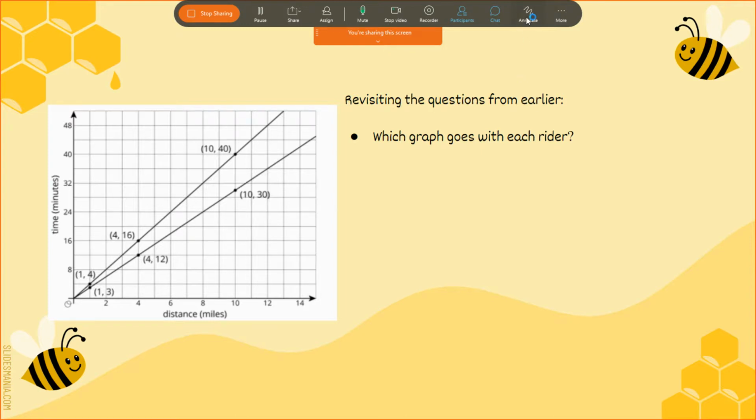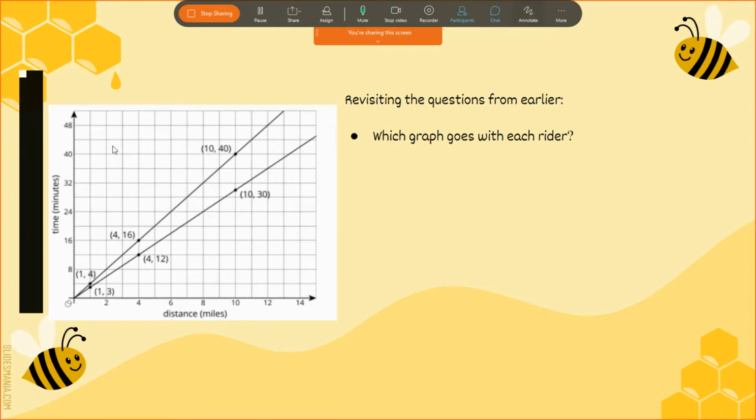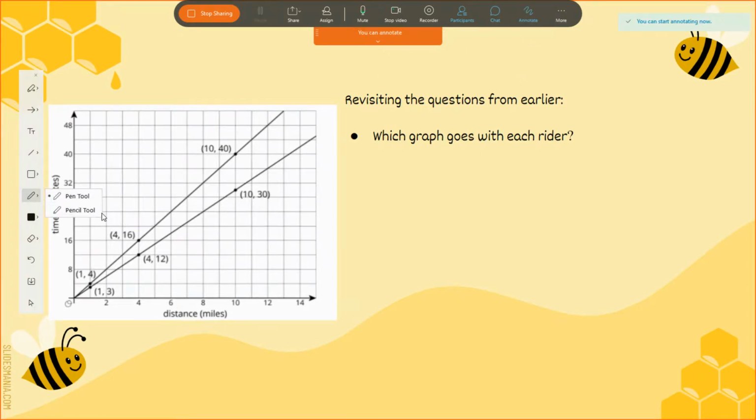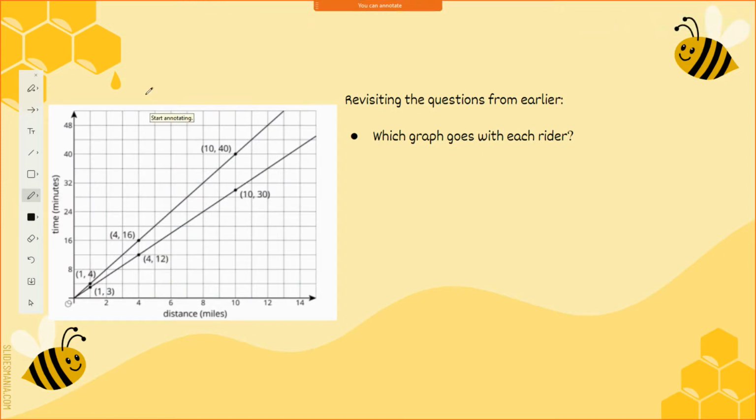Well, let's remember what the problem said. The problem said that Kieran rode 4 miles in 16 minutes. Okay, so Kieran was 4 miles in 16 minutes. That means as a point, we're going to have a point that is called (4, 16). So now I'm looking for which graph has a point called (4, 16). This one does. So this top graph here is Kieran.